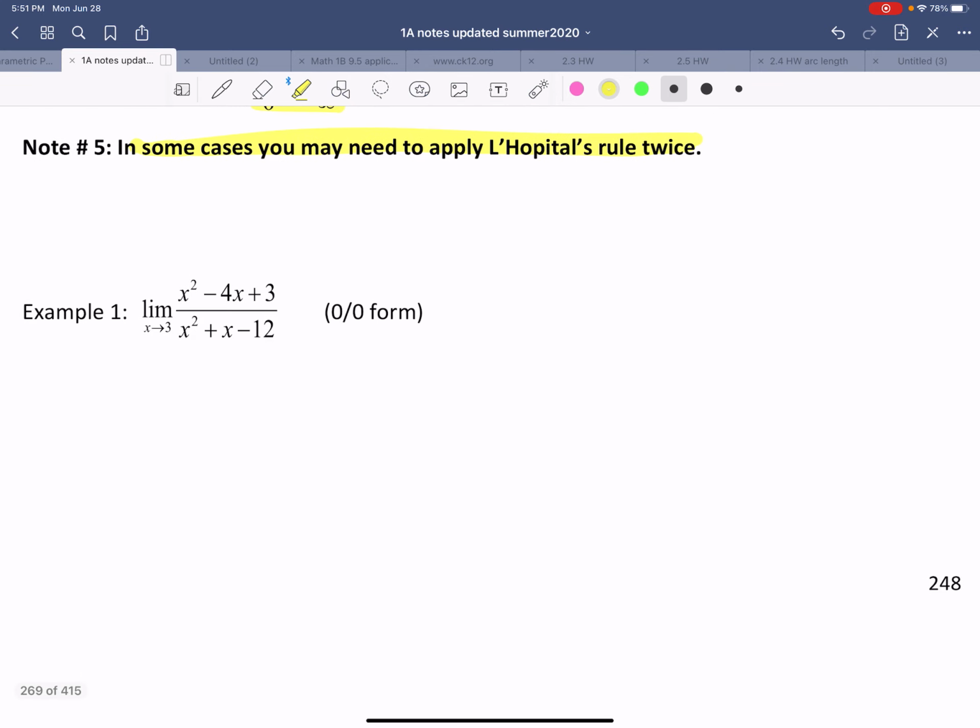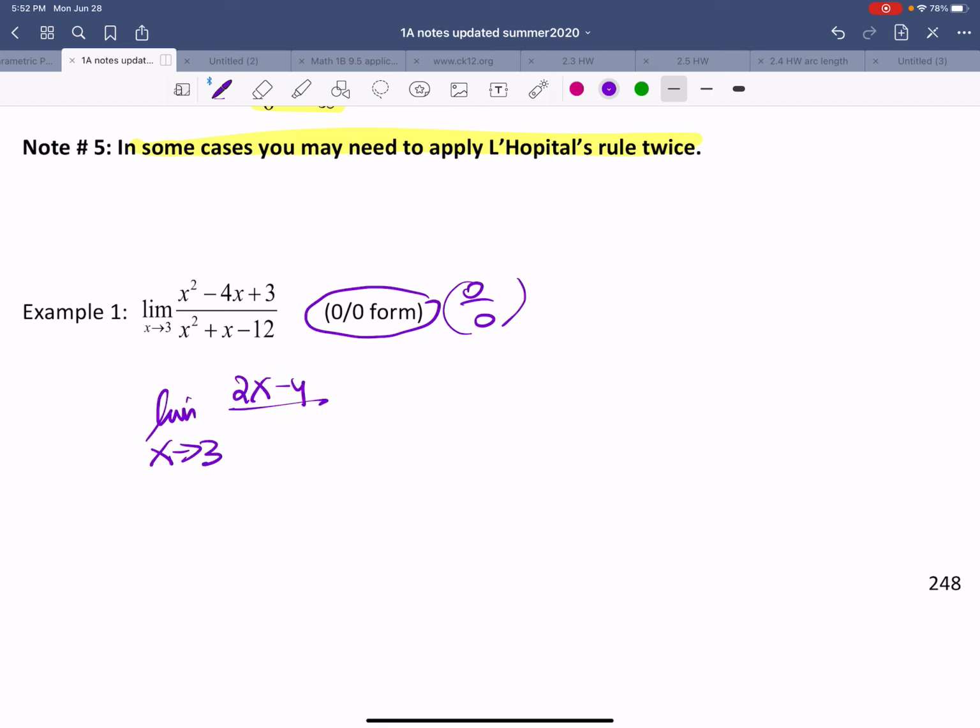So here's an example. Earlier in the previous sections, we saw that we could factor the numerator and factor the denominator to evaluate this limit. Now we're going to use L'Hopital's rule. First, I'm going to plug in the 3 in here, and I will get 0 over 0 form. So if I get 0 over 0, that means it's indeterminate. And L'Hopital's rule says take the derivative of the numerator, take the derivative of the denominator, and then plug x equals 3 in there. 3 times 2 is 6, 6 minus 4 is 2, 3 times 2 is 6 plus 1 is 7.